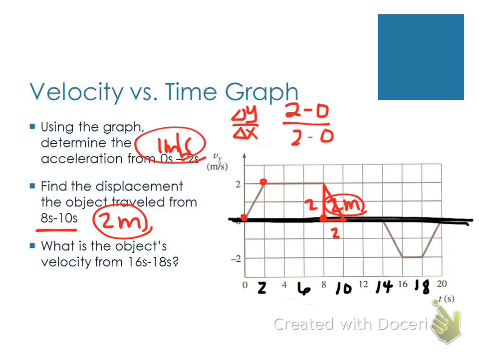What's my velocity from 16 to 18 seconds? 2 meters per second. Constant, and it's at negative 2 meters per second. So finding the velocity from a velocity versus time graph means you just read the graph. That's it. Okay? Just reading the graph.